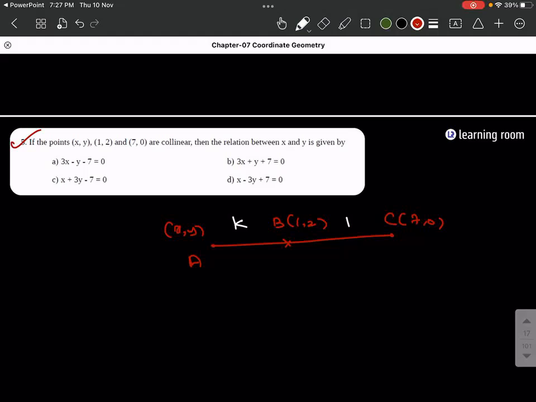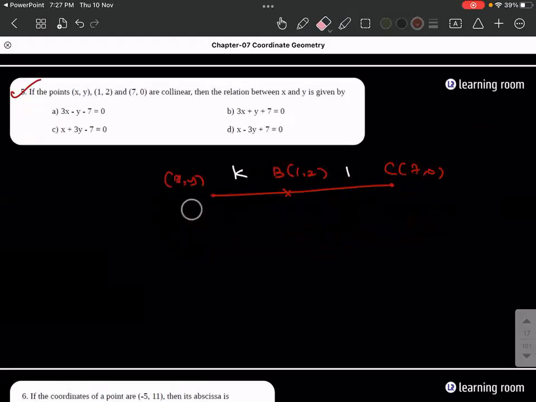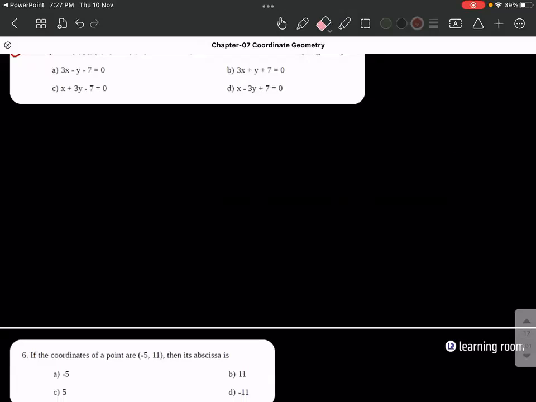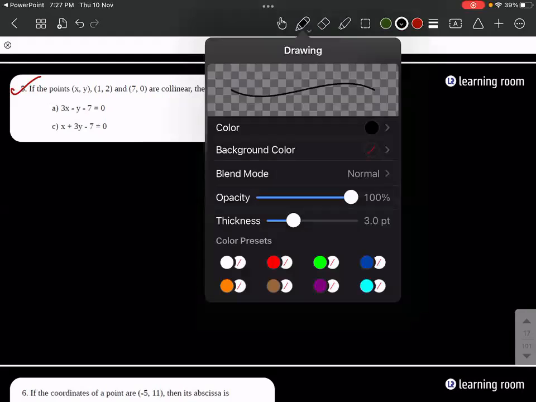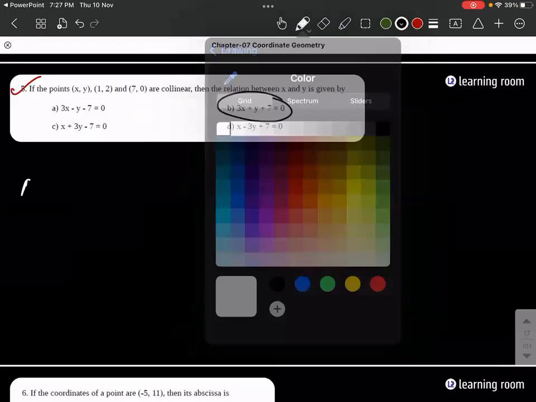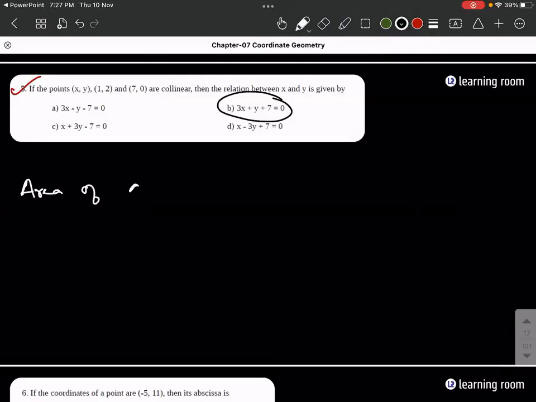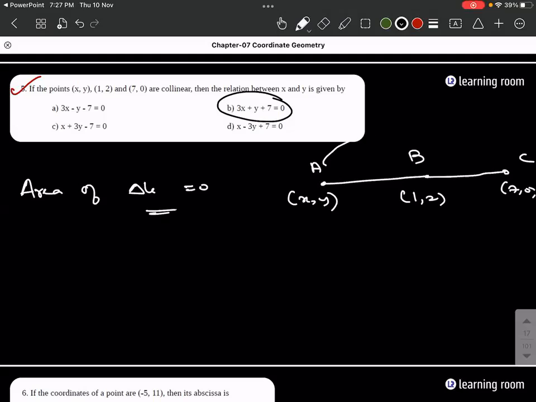Actually, you need not do it this way. The reason they've asked the relation is that there is a concept of when points are collinear, the area of the triangle formed will be 0. But generally, if the points are collinear, what else is the condition that we can use? If I have A, B, C, where this is (x, y), this is (1, 2), this is (7, 0), then AB plus BC will be equal to AC.